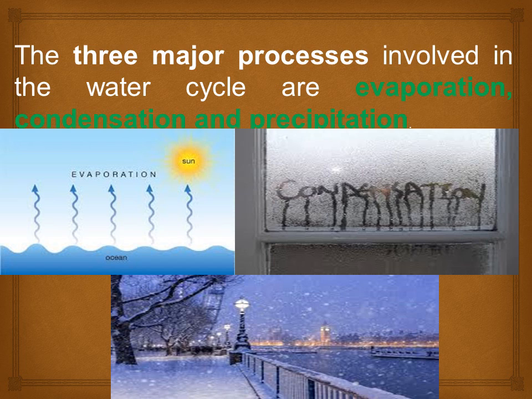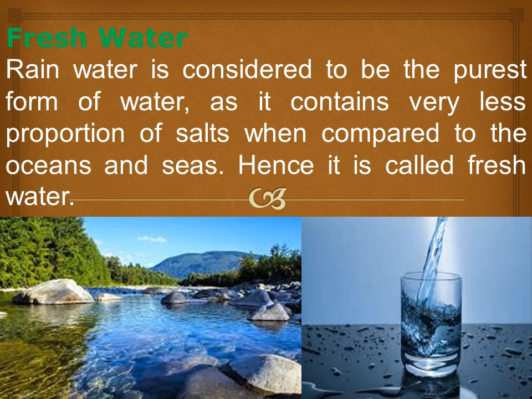First we are going to see about fresh water. Rainwater is considered to be the purest form of water, as it contains a very small proportion of salt when compared to the ocean and seas. Ocean water and sea water will be very salty. Yes or no? But rainwater will not be like that. Did you taste the rainwater? It is very tasty compared to the oceans and seas. We cannot drink ocean water and sea water. So rainwater is called fresh water.